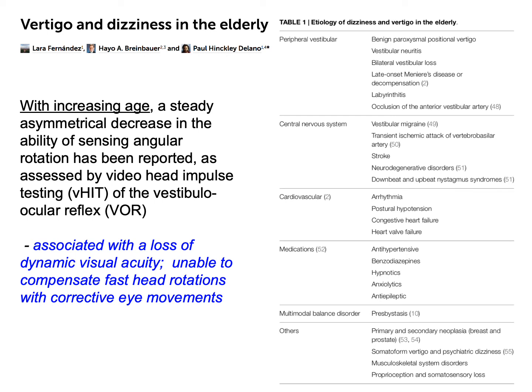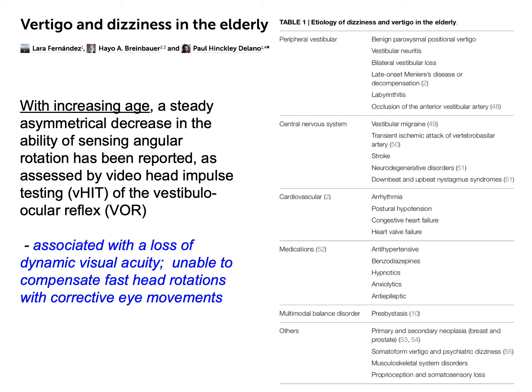I also wanted to highlight some of the challenges that occur with elderly individuals. So this was a paper that came out a few years ago now, and it was looking at vertigo and dizziness in the elderly. And one of the things that we do know from the literature is that with increasing age, there's a steady asymmetrical decrease in the ability to sense angular rotation about the head. So that's been reported in the clinical literature.